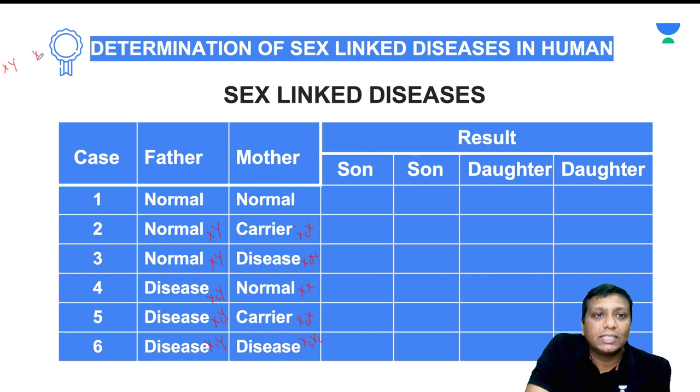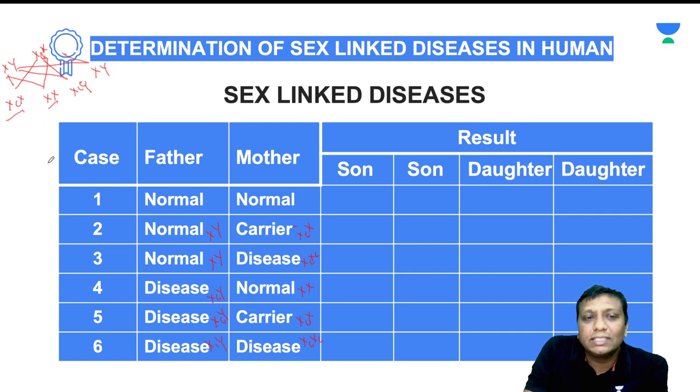Mother is a carrier, so XCX. What is the combination here? See, the first combination is XCX. The second combination is XX. The third combination is XCY. And the fourth combination is XY.